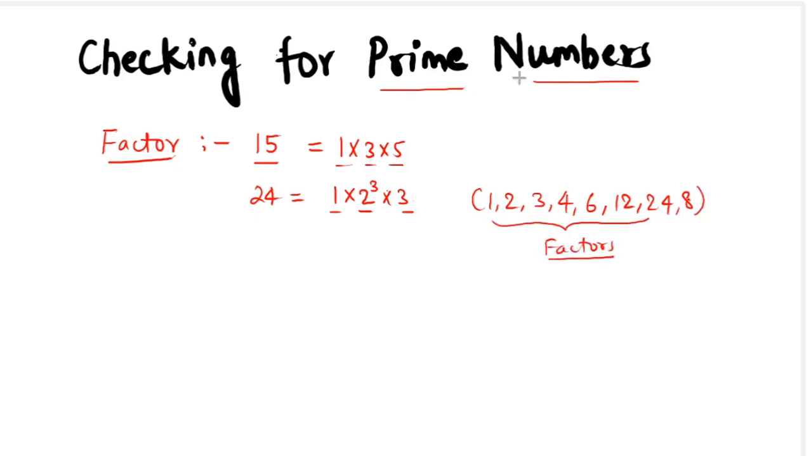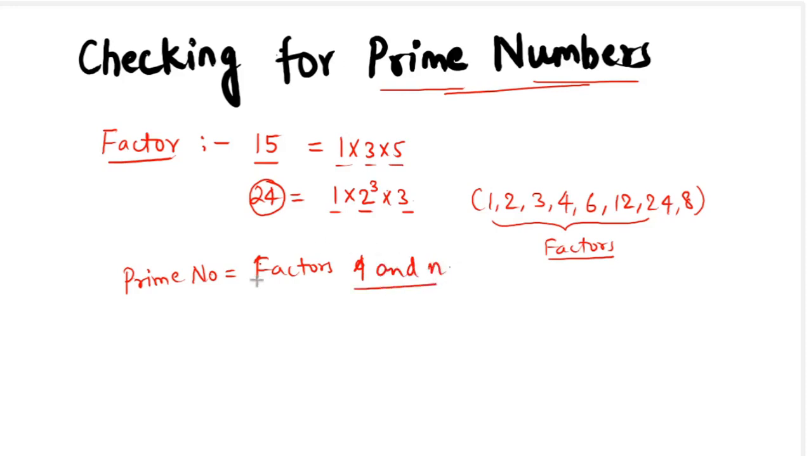And now to check whether a number is a prime number or not, the definition of a prime number says that a number is prime when its only factors are 1 and the number itself. So for a prime number, the factors will be 1 and the number itself. So that is the idea of a prime number.